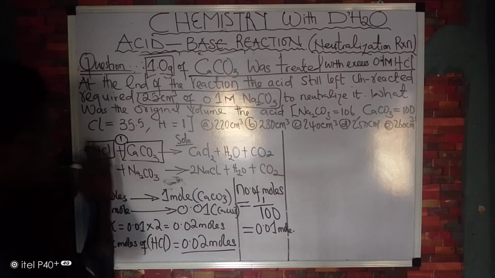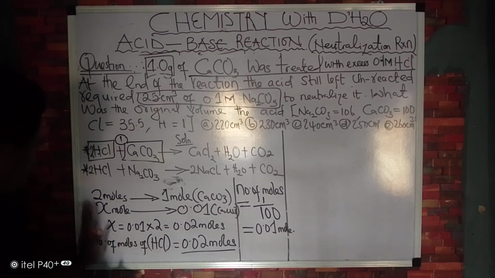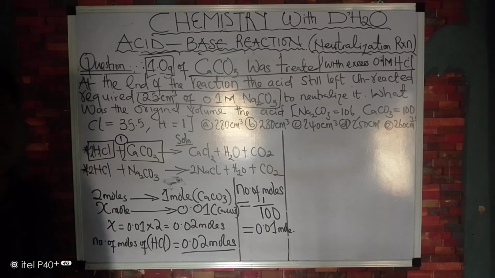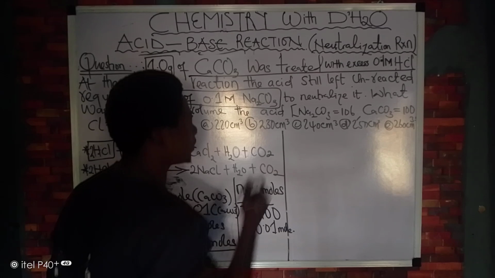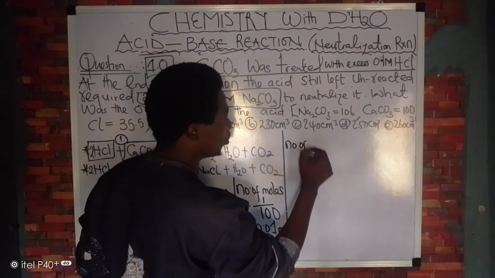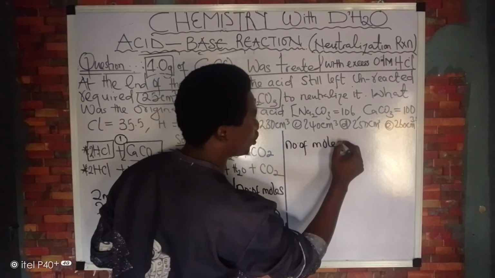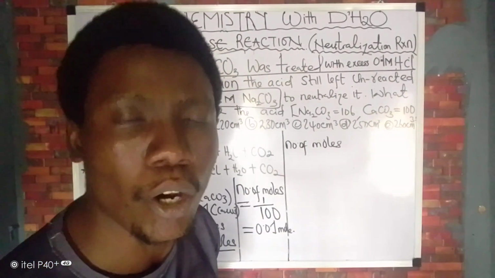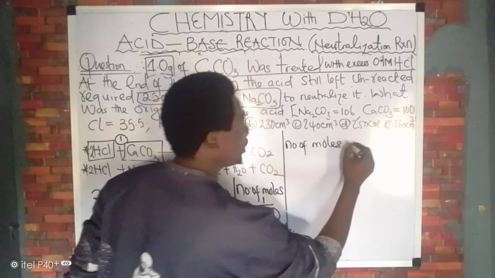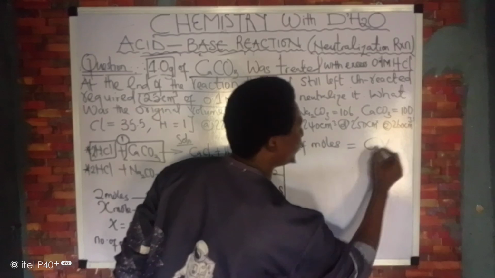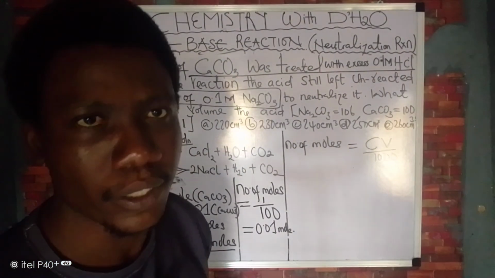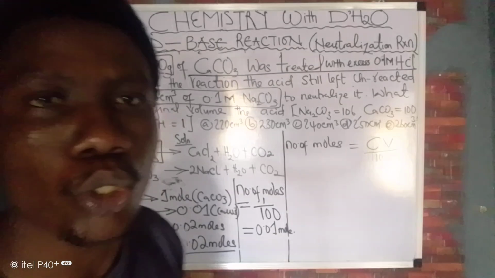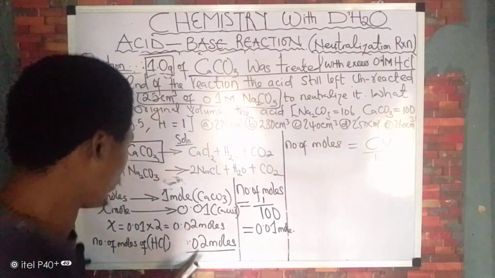Don't forget, I'm talking about reaction 1. So this is what we have now. We have calculated. Now don't forget, I'm looking for the volume. Remember that number of moles according to concentration is equal to CV over 1000. Yes, but do we have the number of moles of the HCl now? Yes, without solving.